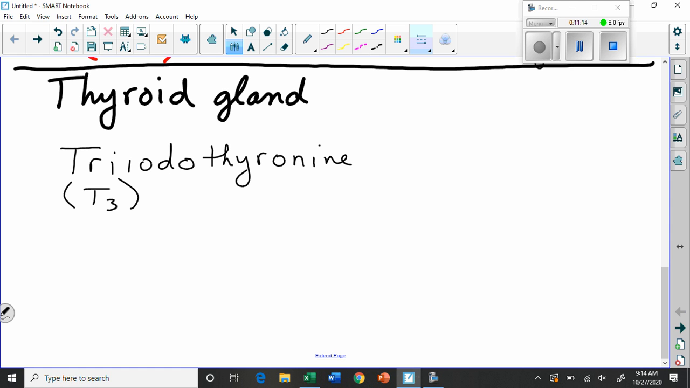So I'm going to put these together. Thyroxine. It's pretty easy to identify which gland these come from because they have the thyroid in them. They have thyroxine and thyronine. So it's actually not as hard as it sounds. They both work in stimulating different metabolic processes.